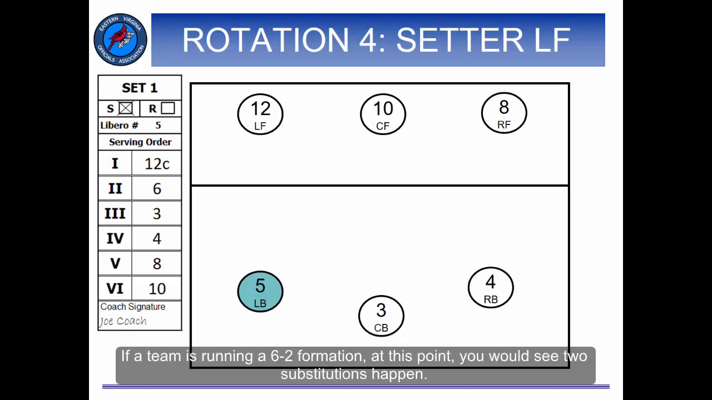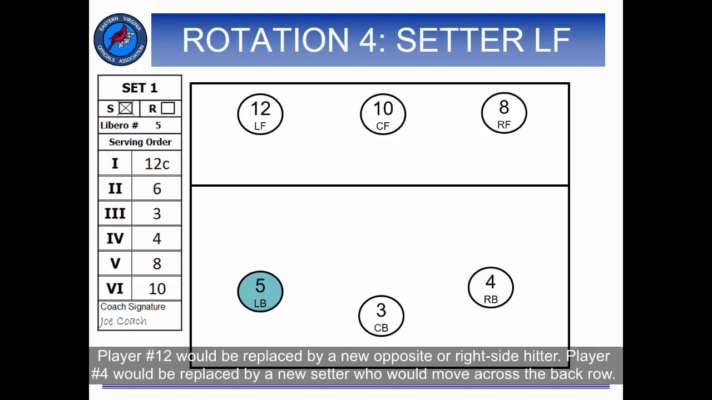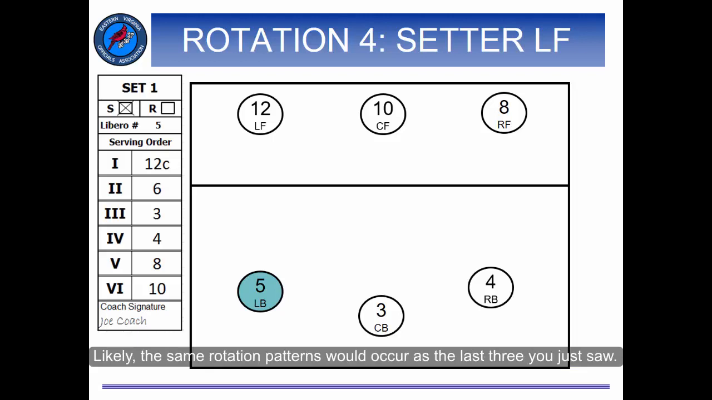If a team is running a 6-2 formation, at this point you would see two substitutions happen. Player number 12 would be replaced by a new opposite or right side hitter, and player number 4 would be replaced by a new setter who would move across the back row. Likely, the same rotation patterns would occur as the last three you just saw. However, in the 5-1 formation, the setter plays across the front row.